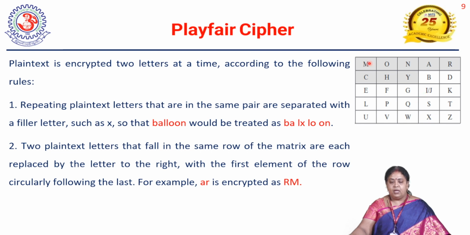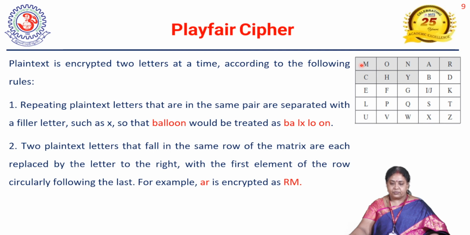For example, what is the keyword here? Monarchy is the keyword. A is already there, so we insert B. Then C will be there, then we place D, E, F, G, H is there. So G, H, I, J will be in one cell only. K, L, M is there, N is there, O is there, P, Q, R is there, S, T, U, V, W, X, Y is there, so Z. Like that we are going to fill up the cells of the 5 by 5 grid.